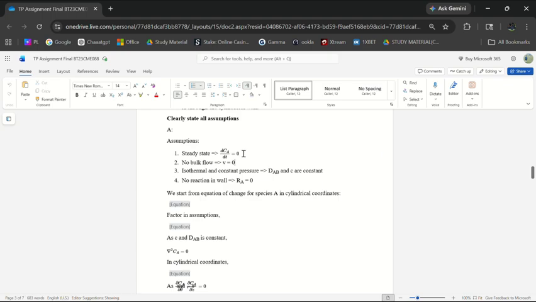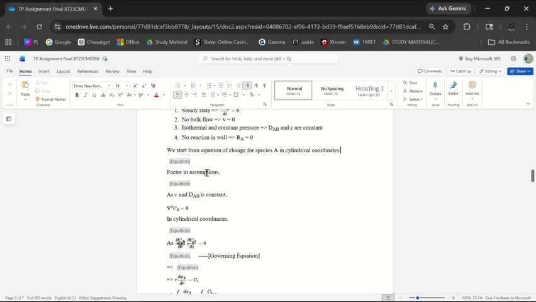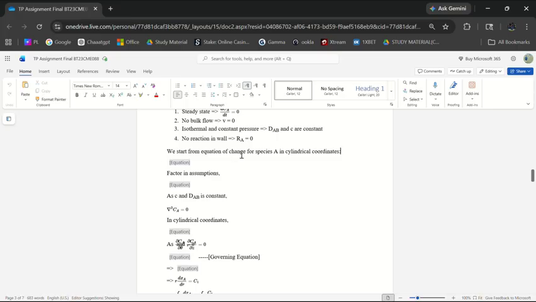We are assuming steady state, so dCA by dt is equal to 0. DAB and C are already constant like the last scenario. There is no reaction in the wall, so RA is equal to 0. We start from the equation of change for species A in cylindrical coordinates.